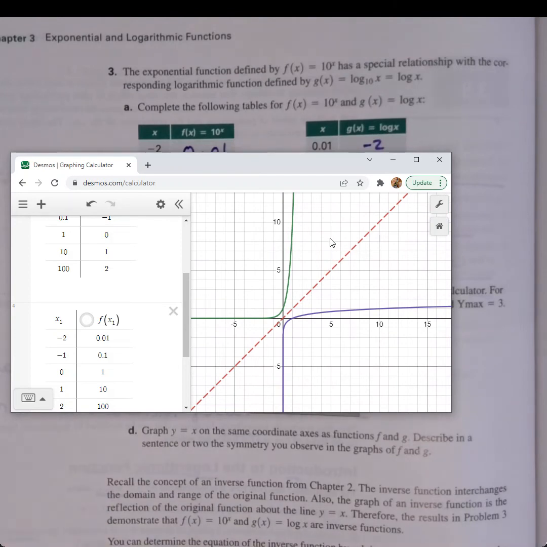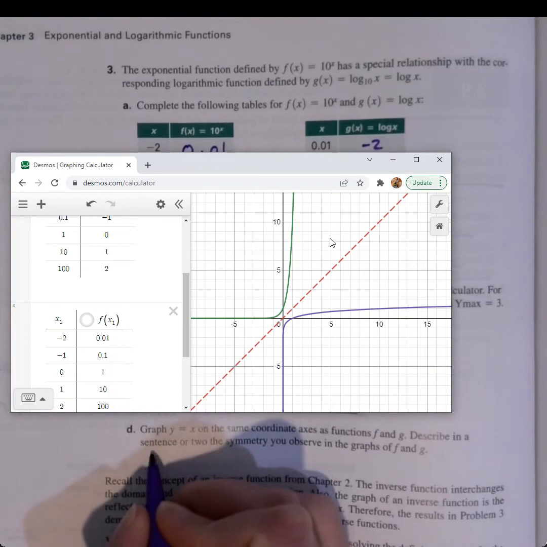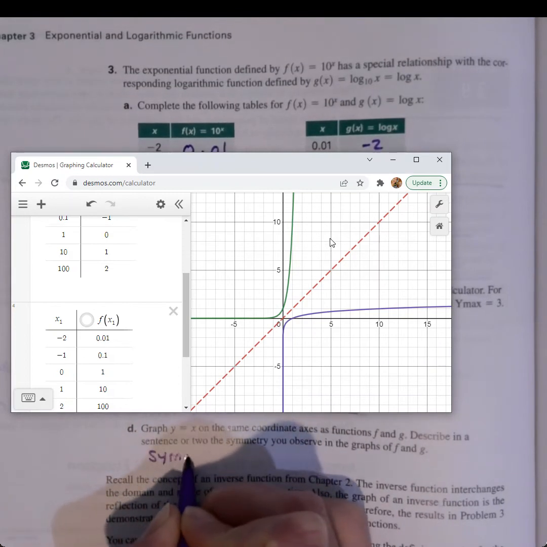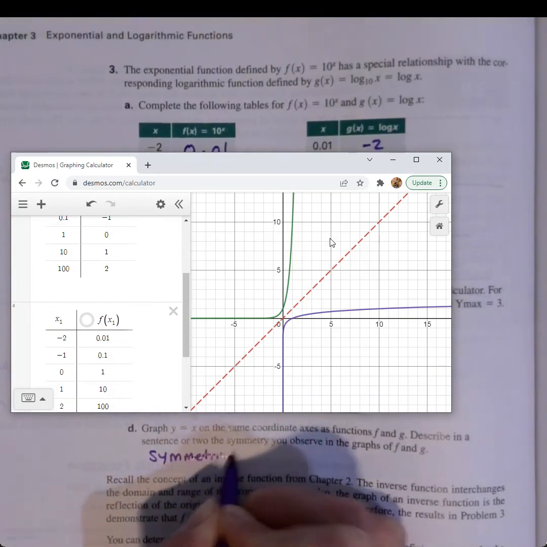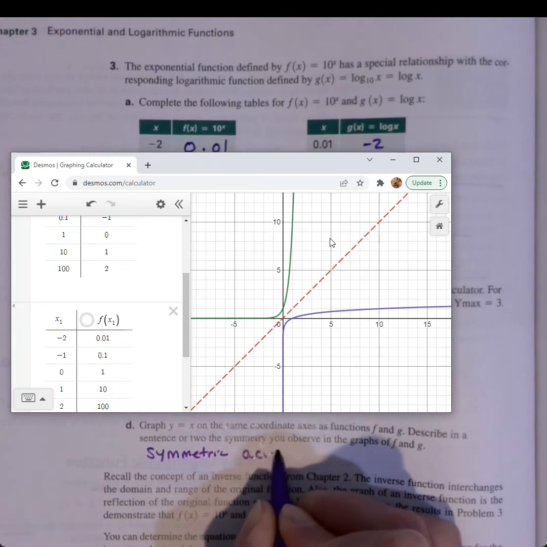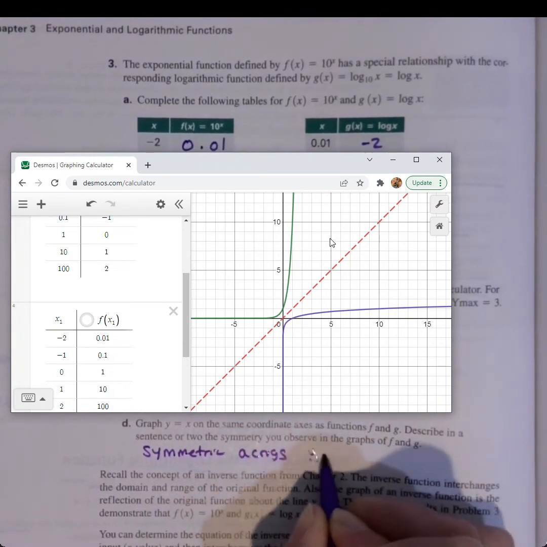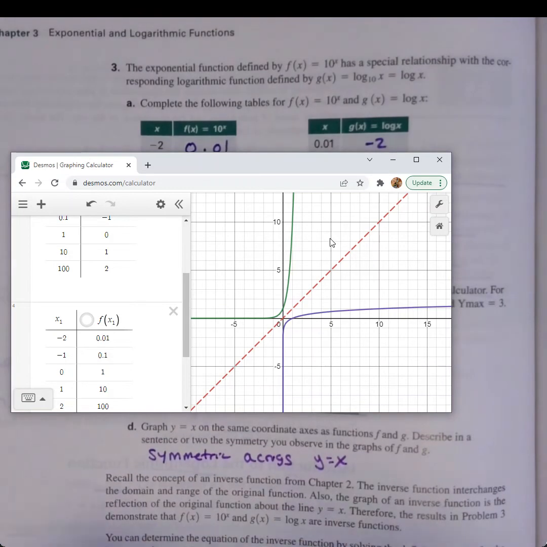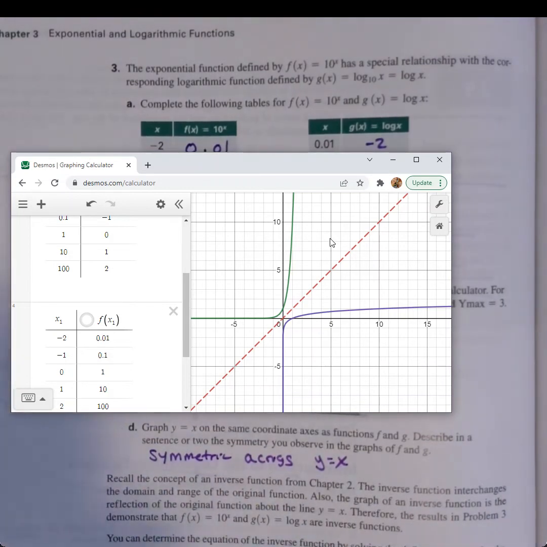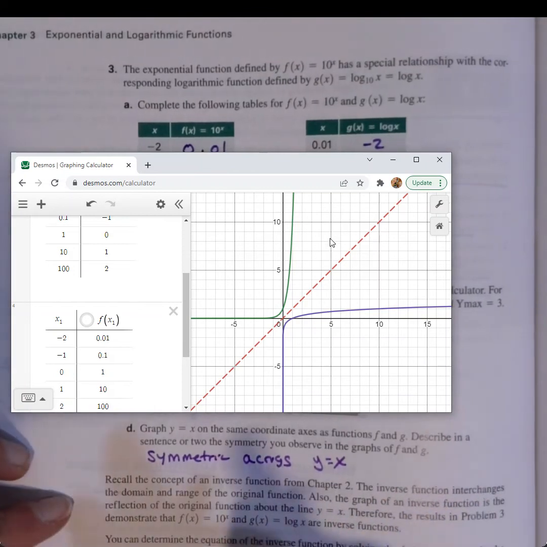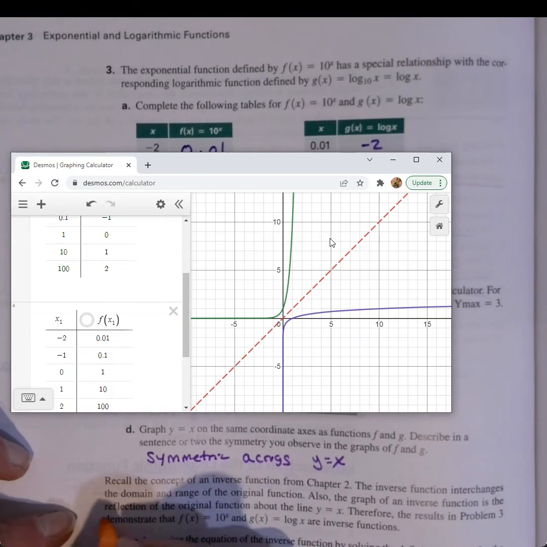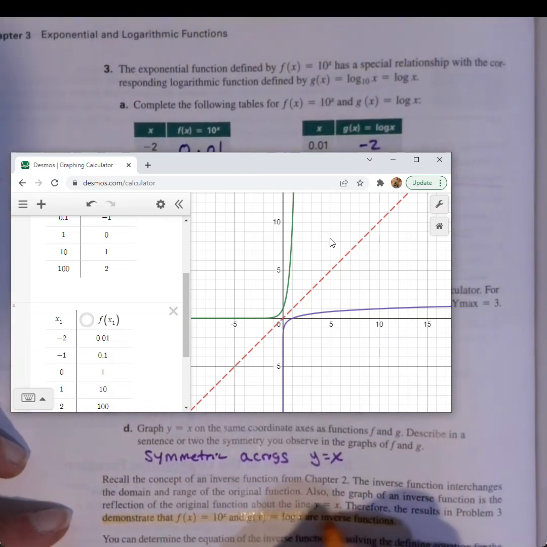Okay, so describe the symmetry. So they are symmetric across y equals x. All right, so they are talking about why these are inverses. So the results demonstrate that those two are inverse functions.